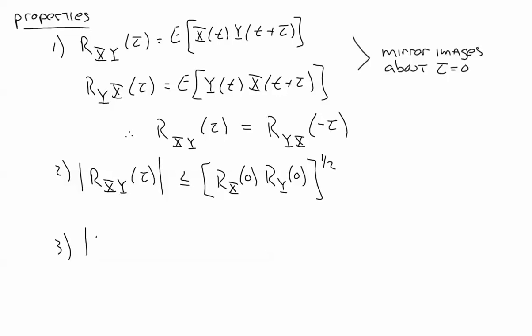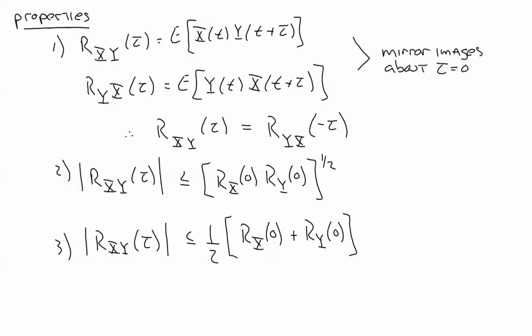Another one is that my cross correlation is always less than or equal to the sum of normalized powers. Autocorrelations evaluated at 0 are normalized powers. And it's not really a property, but I'll state it as such. Cross correlation is, in almost all cases, not an even function.